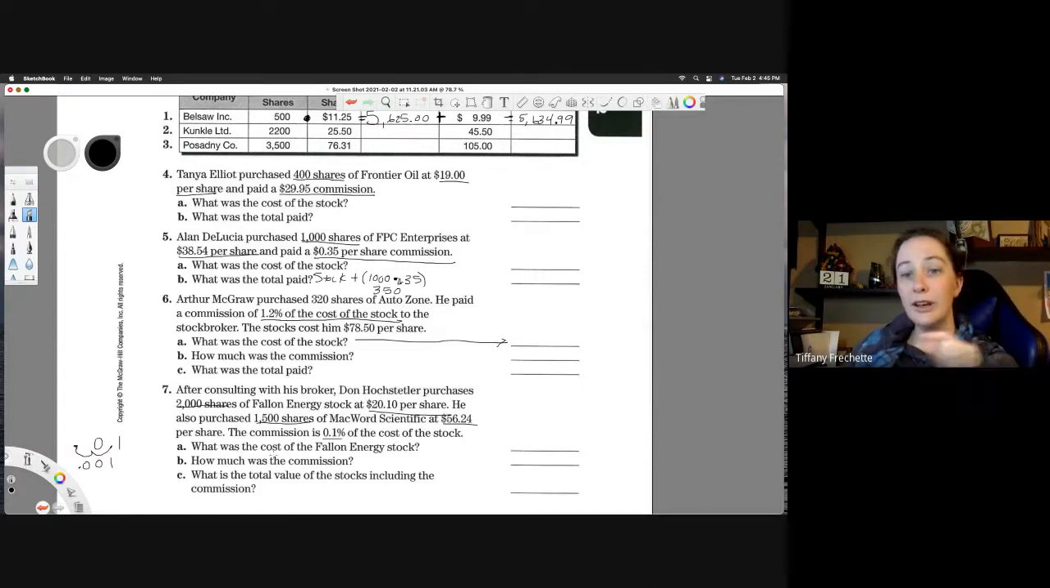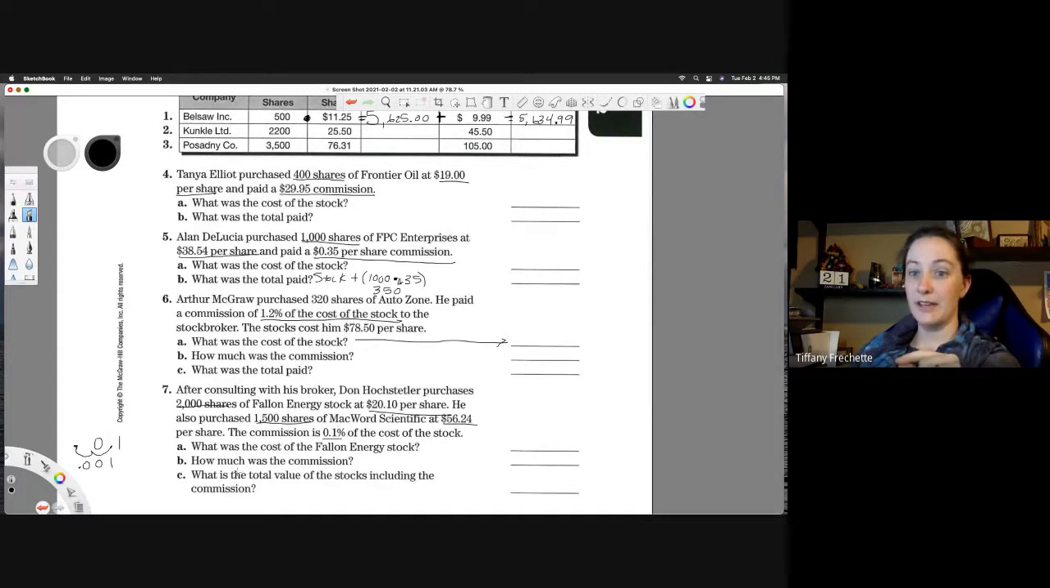The main thing I wanted to point out on this one is that it's asking what was the total cost of Fallon Energy stock. So they're asking you to focus on one of the 2 that he's buying, just the Fallon Energy stock, the first one they gave us here. And then what was his commission? They should have said on Fallon Energy stock because that's what they're asking you here. So you're going to calculate the commission, the 0.1% of the total for Fallon Energy stock. And then the bottom one says, what is the total value of stocks, including the commission? So they didn't give you lines to calculate Macworld Scientific, but they want you to calculate it. So that's where you're going to do it.